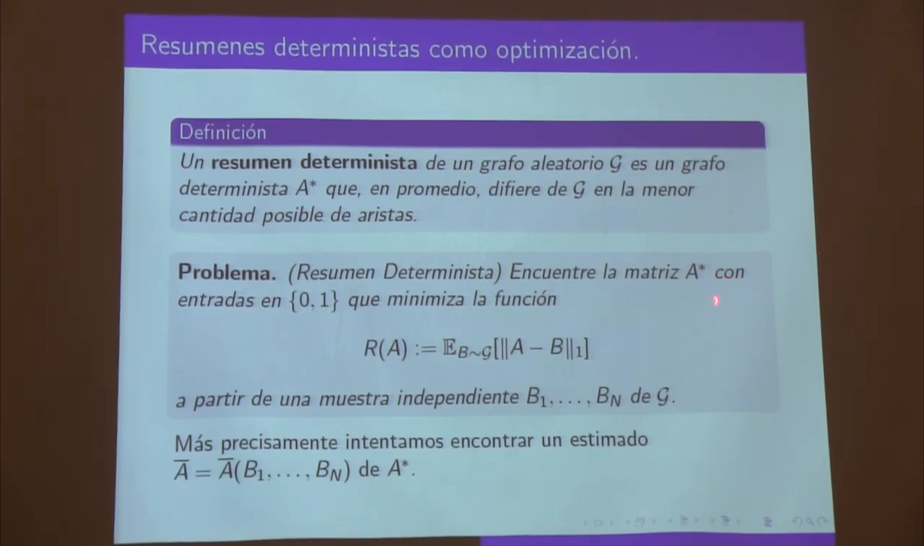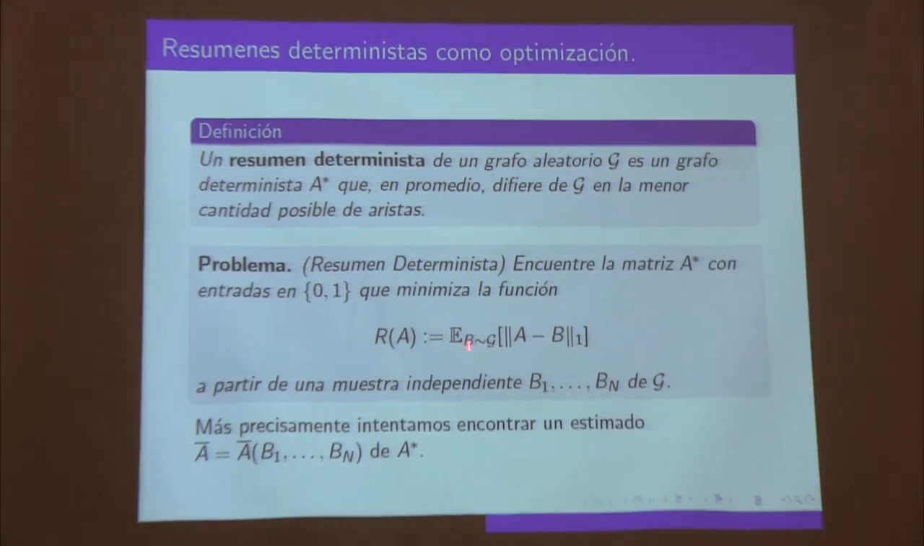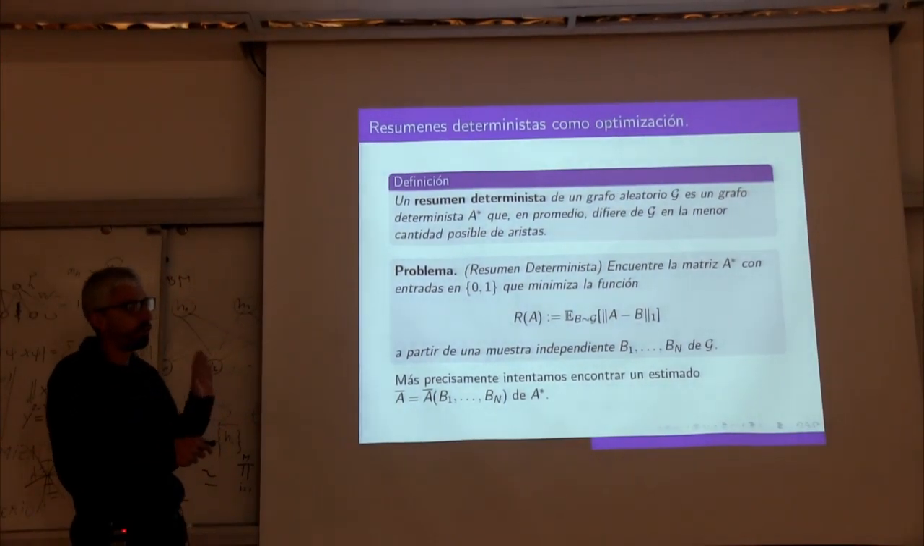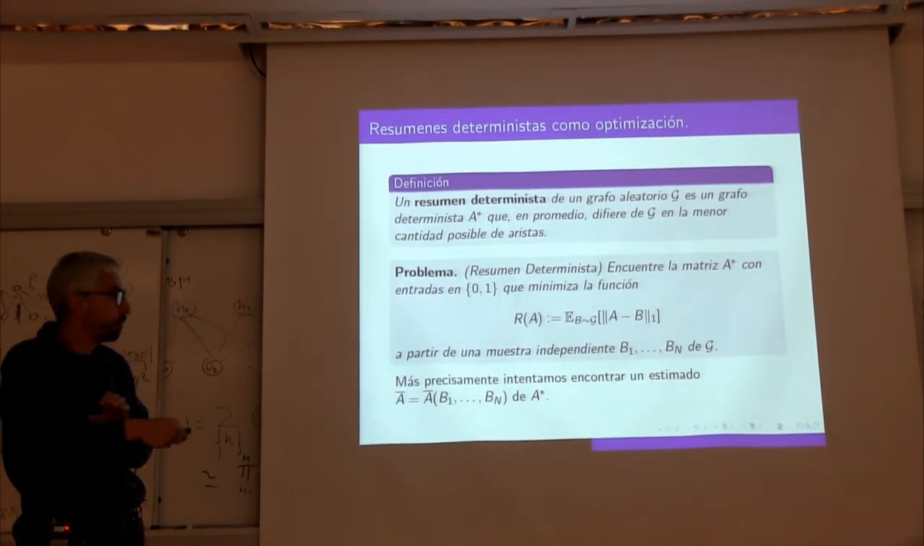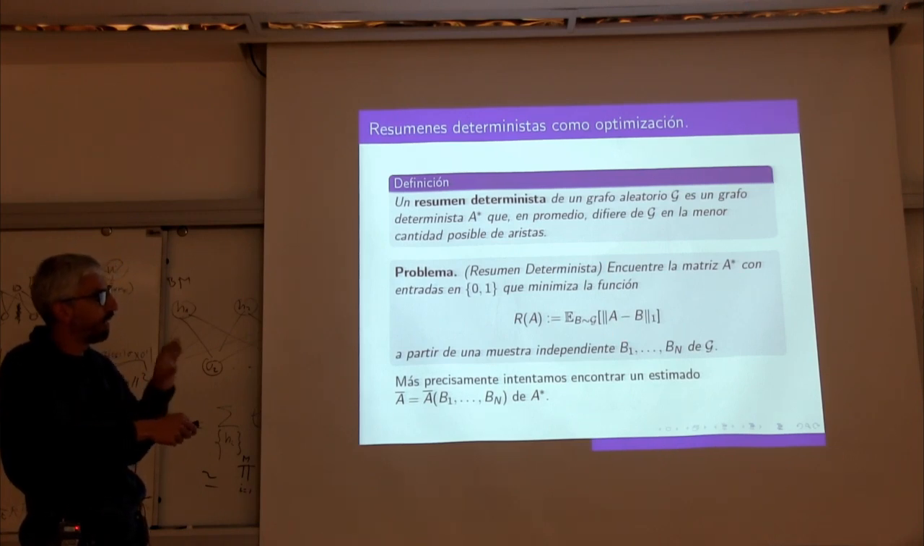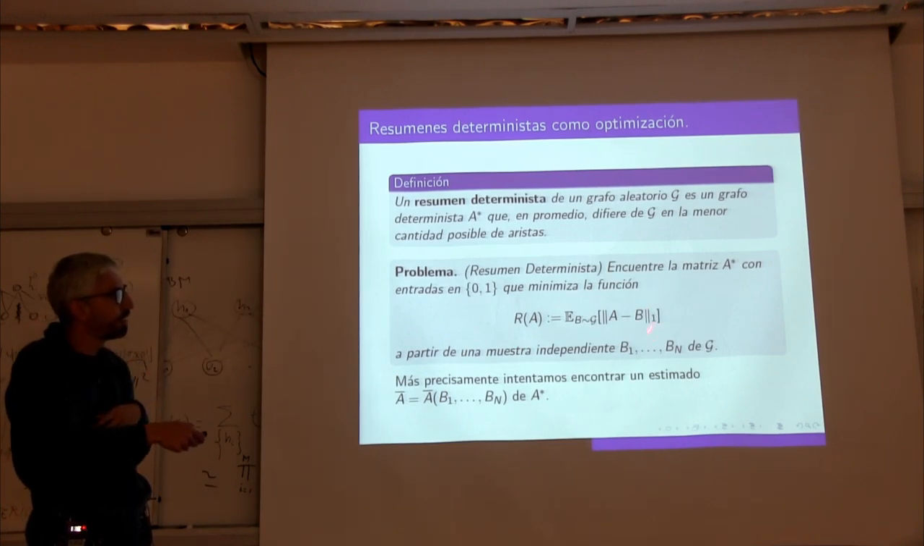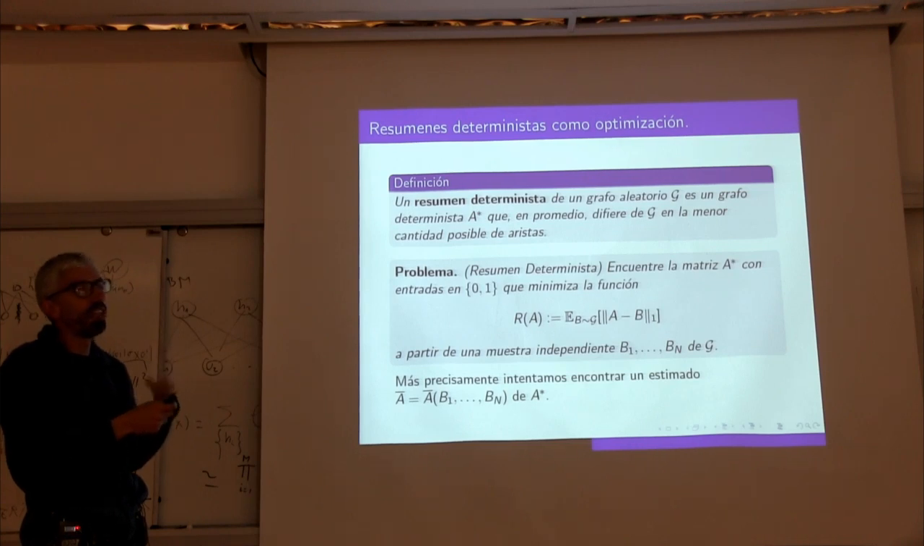I want to find the matrix A star with entries in 0, 1 that minimizes this risk function, which is defined as the expected value, when B has a distribution of G, of the L1 norm of the difference between A and B. Let me just clarify for a moment what this L1 norm is. The L1 norm of a matrix is simply the sum of the absolute values of all its entries. So A minus B in L1 is, if A is the adjacency matrix of a graph and B is the adjacency matrix of another graph, all it's measuring is how many edges they differ in.